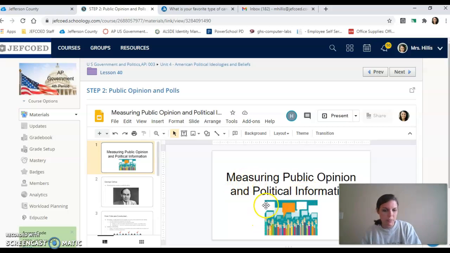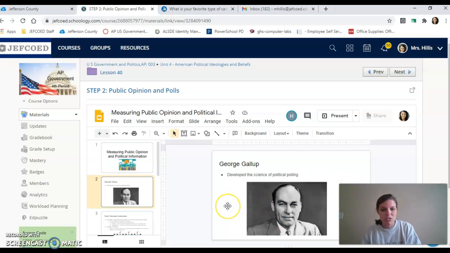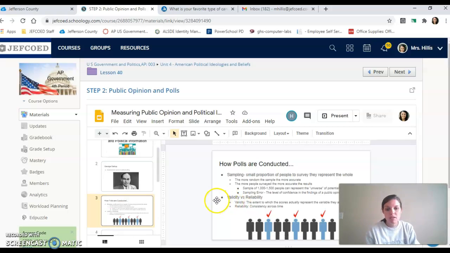So this is about public opinion and political information. And George Gallup, he developed the science of political polling, and that's why we generally call these polls Gallup polls. And so you can look back through more of the history of that. At no point am I going to ask you why or how he developed this, but it is important to know his name because Gallup polls is a term that is used quite frequently when talking about government.